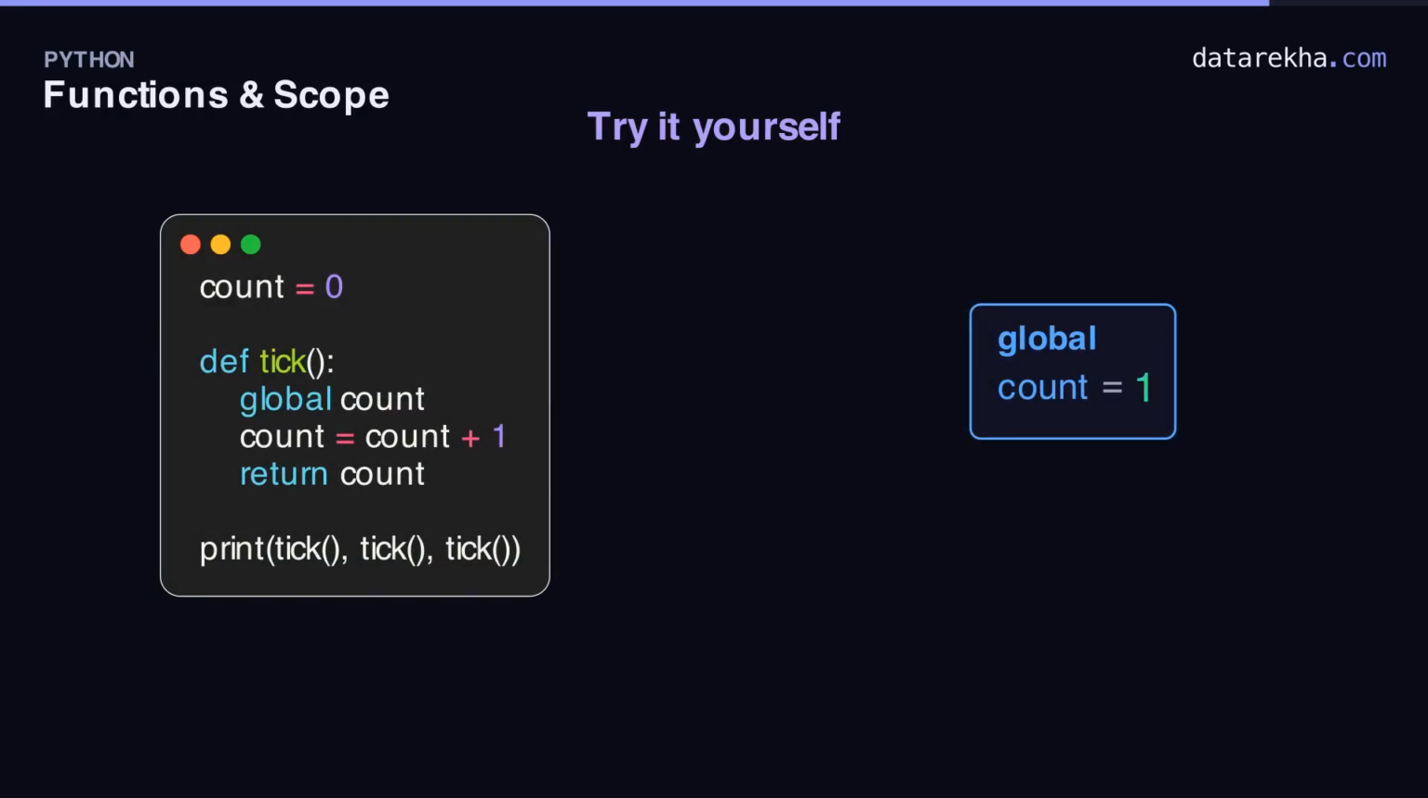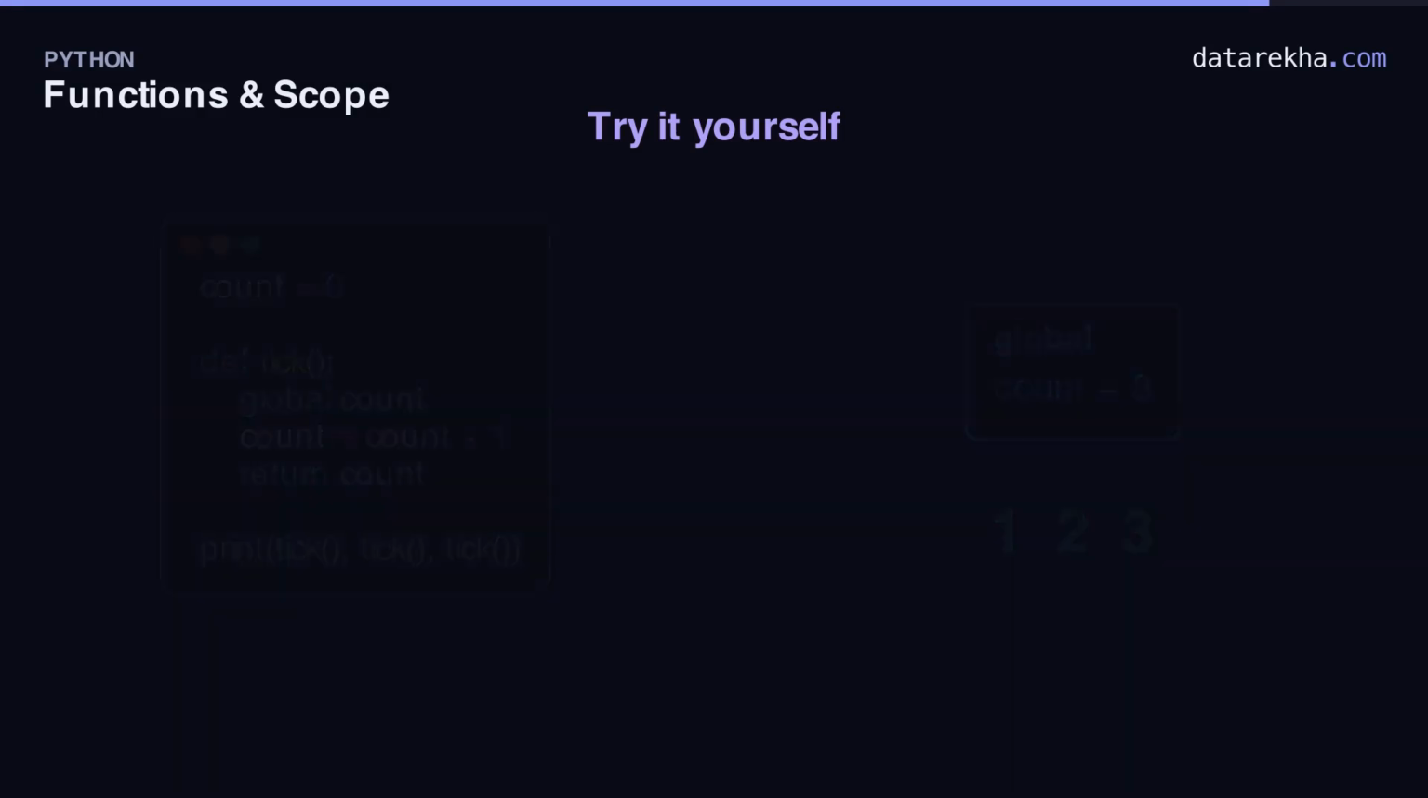First tick. Global count goes from 0 to 1 and returns 1. Second tick. Because global keeps the change, 1 becomes 2, returns 2. Third tick. 2 becomes 3, returns 3. So it prints 1, 2, 3. If you predicted that, you have understood the whole lesson. Global truly persists across calls, and each call builds on the last. If you thought it reset to 1 each time, remember, global is what lets the change stick.